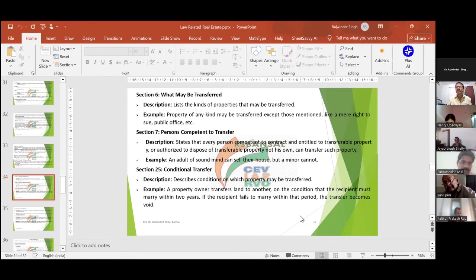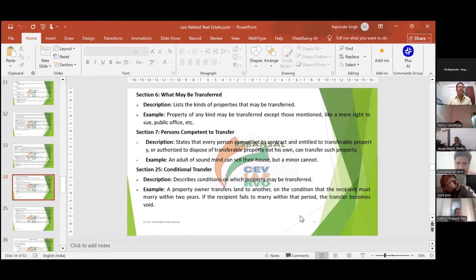Thank you, Sandeep. Next is Section 7. We have already discussed it. It defines persons who are competent to transfer. So we have already discussed that all those persons who are competent to enter into a contract are also competent to transfer.